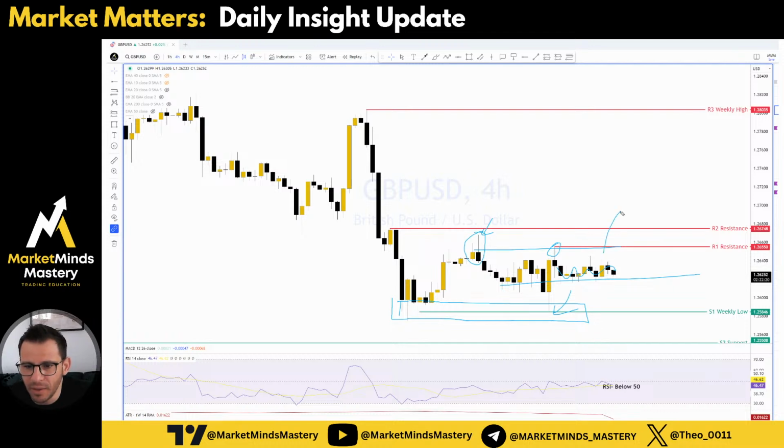If the price breaks above the R2, it's around 1.26800, then definitely all the way to pretty much these areas here around 1.27800. It's a fair amount of pips to be made. If it breaks to the downside, then definitely we're going to look for the first support and then the next one and so on.